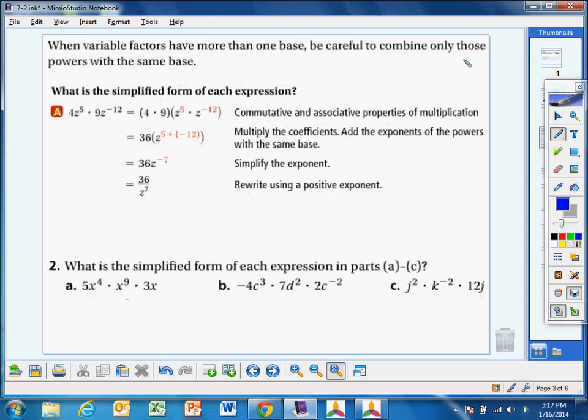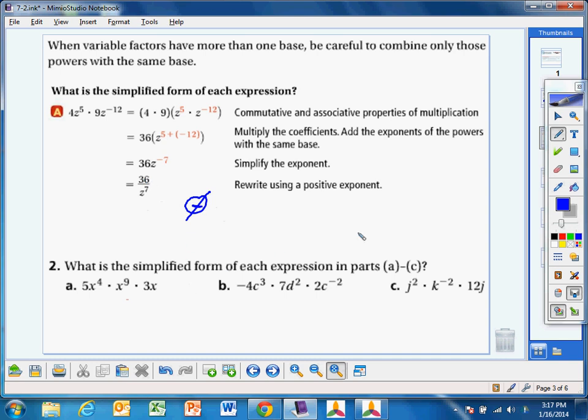More than one base, combine only the powers with the same base. So we do the 4 and the 9, right there. We do the z to the 5th and the z to the -12, right there. We simplify. Uh-oh, negative exponent. We're not allowed negative exponents in the final answer. Just say no to being negative.